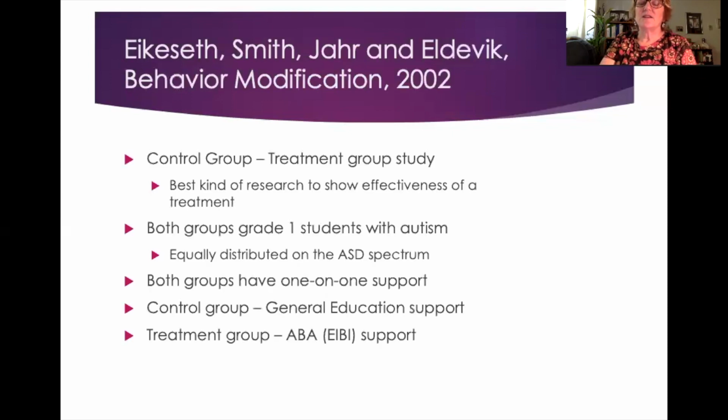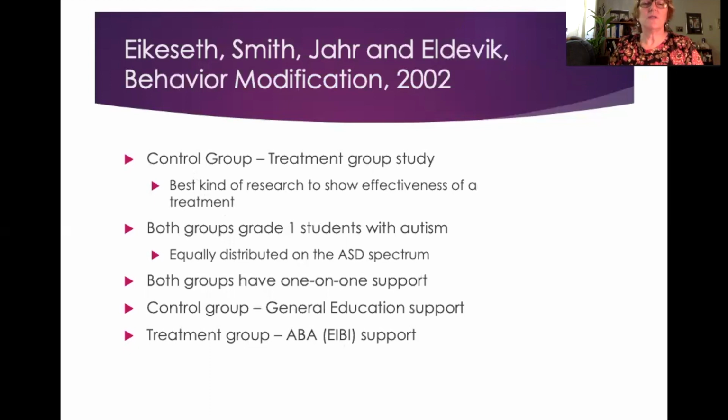There's one study in 2002 where this was done in Norway, but it had researchers from North America and Norway involved. And they had a control group, that means kids that were in regular education. Regularly supported education. So they had general education support one-on-one. And then there was the treatment group where they were going to get one-on-one support, but it was in ABA, or in this study, it's called EIBI. So the control group is really what we do here in BC.